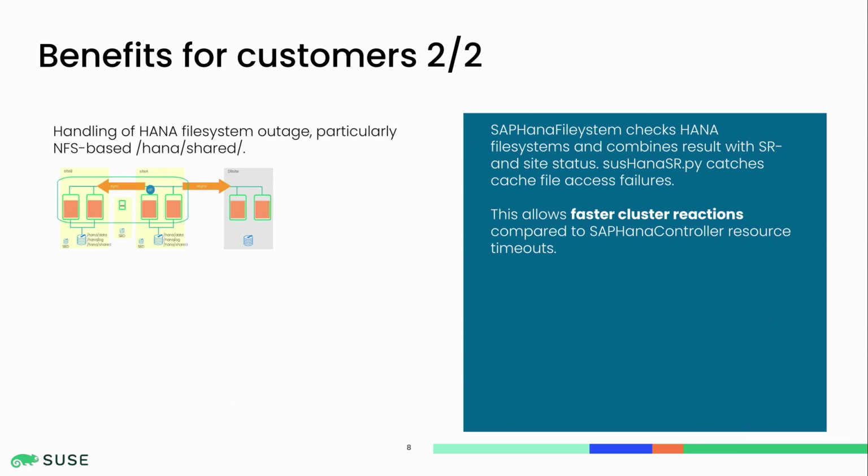So if the HANA is not synchronized between the two sides, it's not a good idea to do a takeover, because then you go from a consistent, not working database into an inconsistent but working database, which is the worst case. And to avoid this, the file system resource agents need to understand the HANA workload. And this is the one thing we already ship with this new SAP HANA package, which makes several customers ask when they can use this in production.